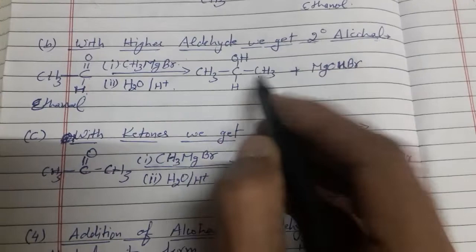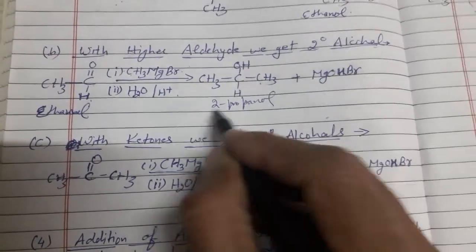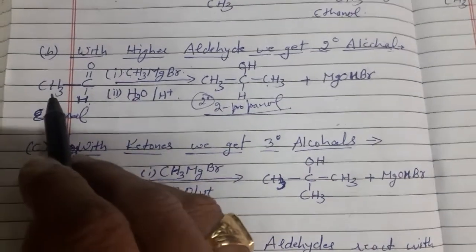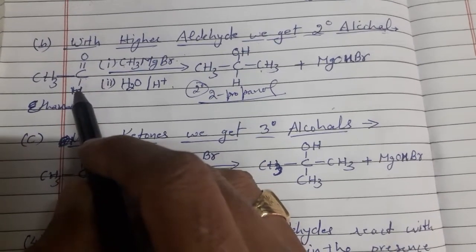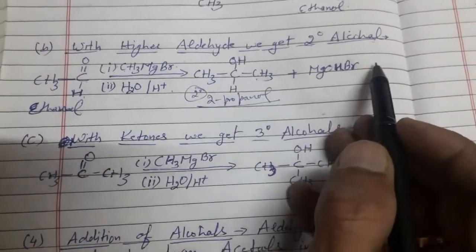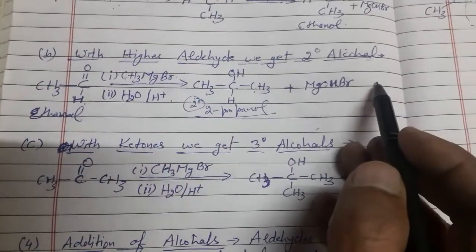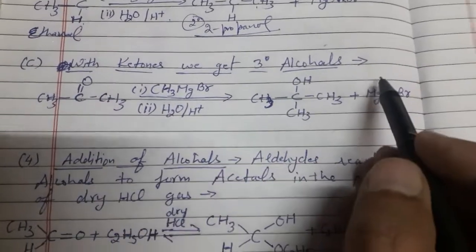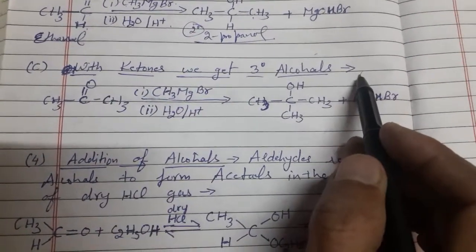So what kind of product will we get here? We will get 2-propanol. So it is a secondary alcohol. If we carry out RMgX hydrolysis of a higher aldehyde rather than formaldehyde, we will always get a secondary alcohol. For example, with ethanal, we will get 2-propanol. The same type of reaction, if we carry out with ketones, gives tertiary alcohols.